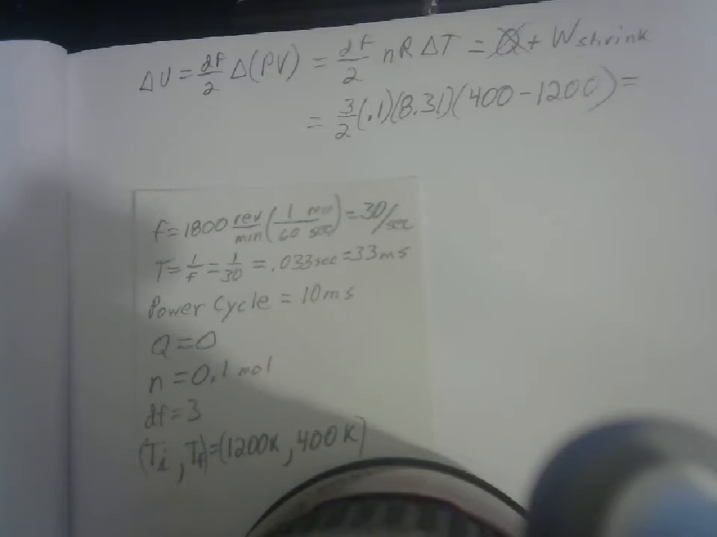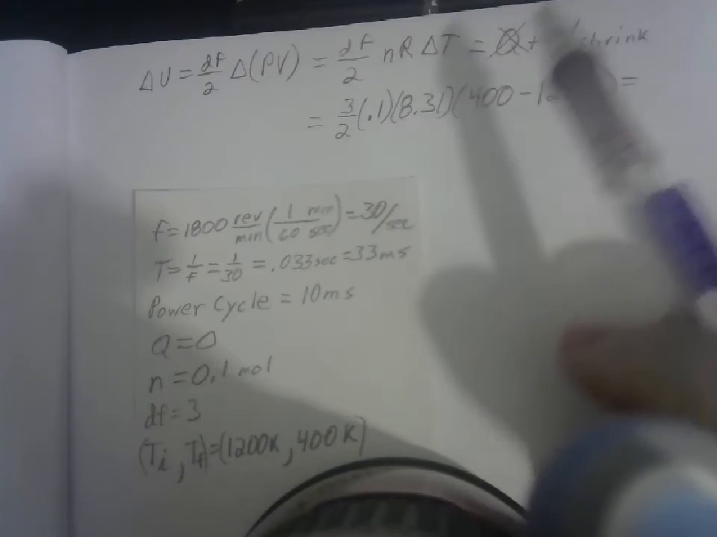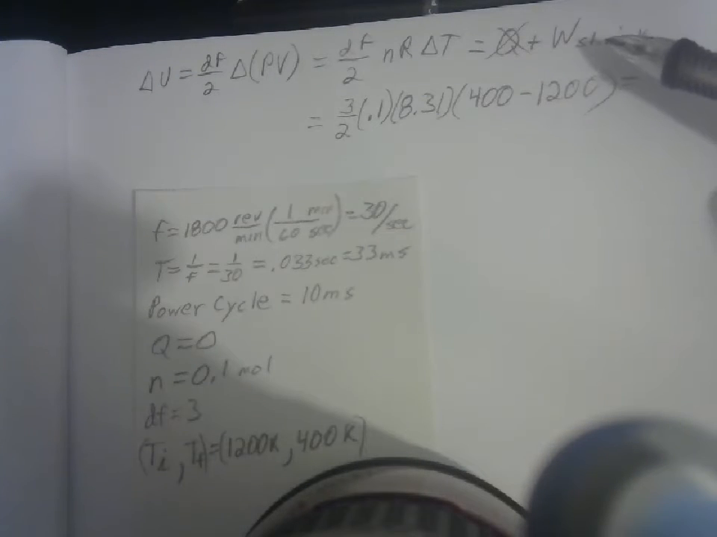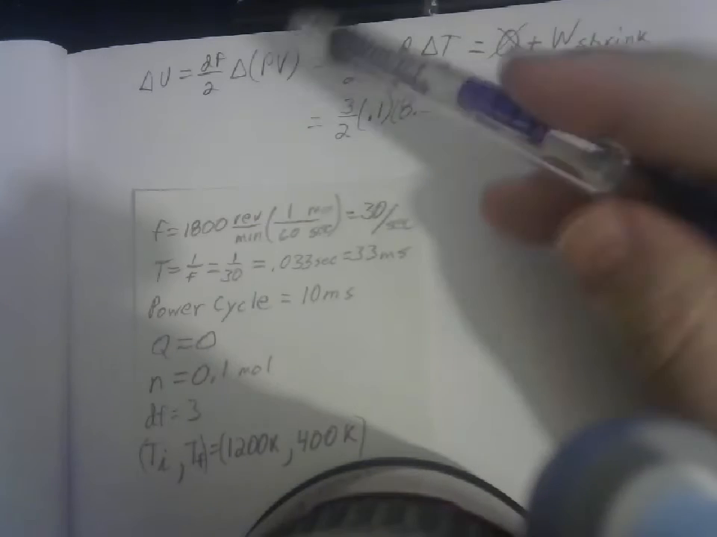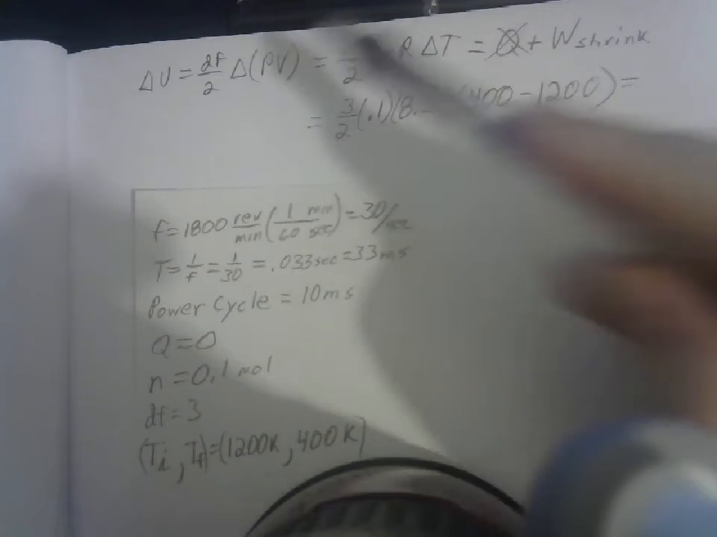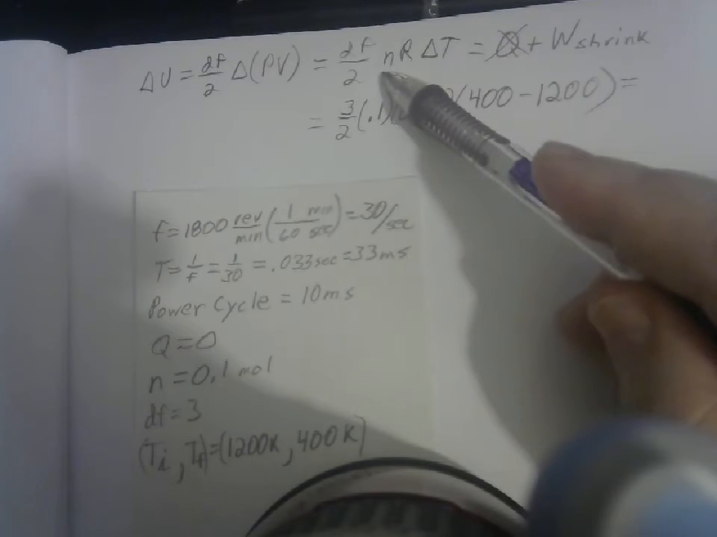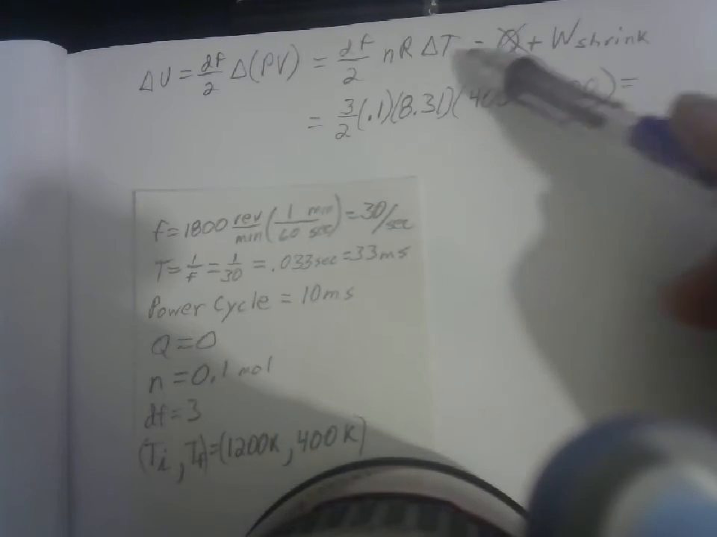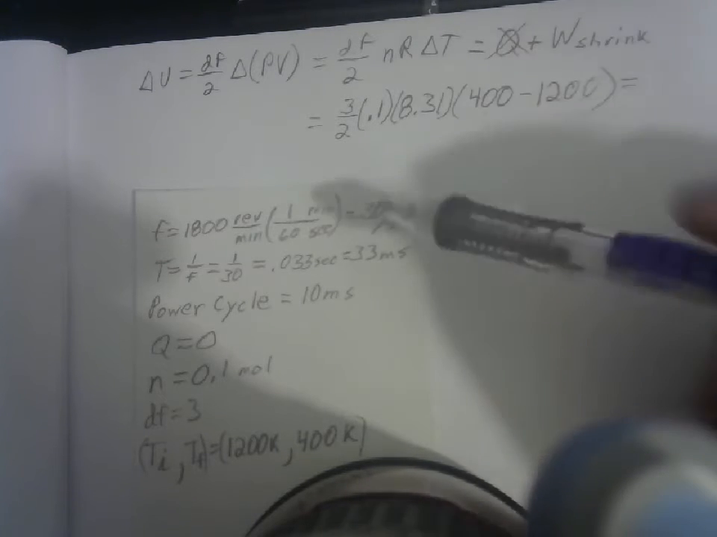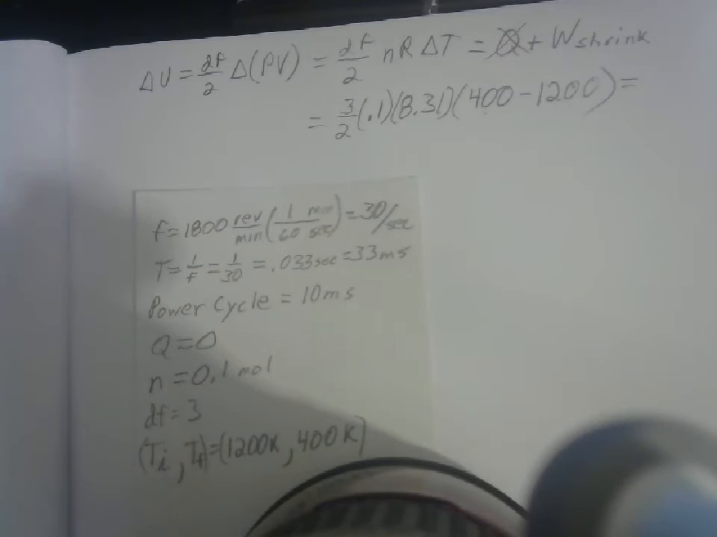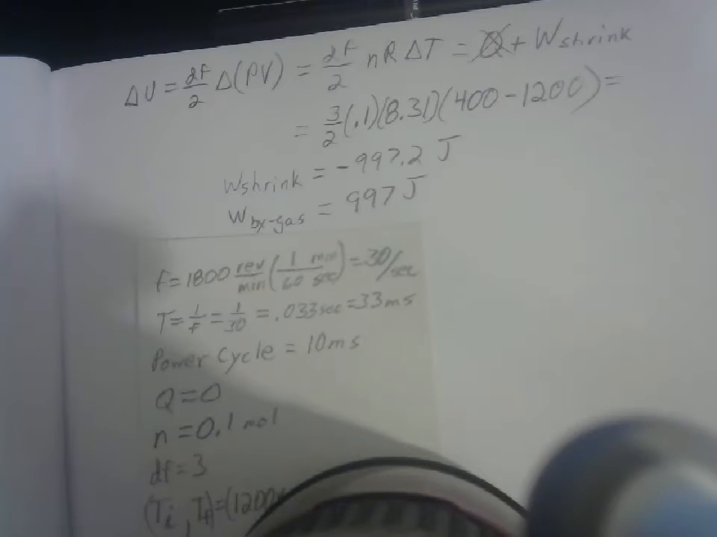Okay, so I don't know where I stopped, but we basically take this master equation and simplify it by changing Q to 0. We don't really have any idea what the change in pressure times volume is, but they did give us n and the temperature final and initial. So we can apply this equation and get work done in shrinking the gas is negative 997.2. The work done by the gas is positive 997 joules.